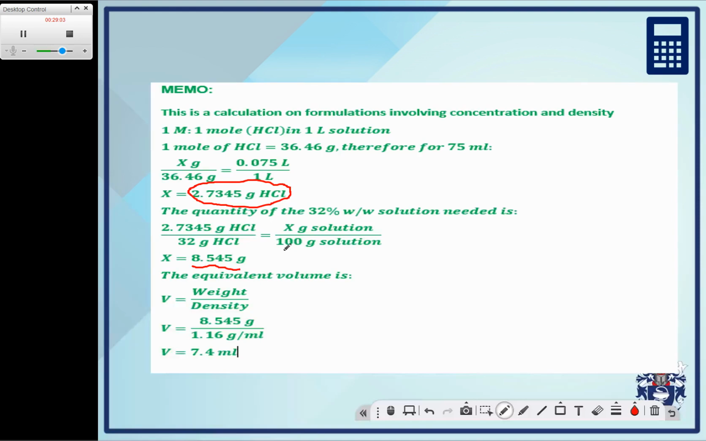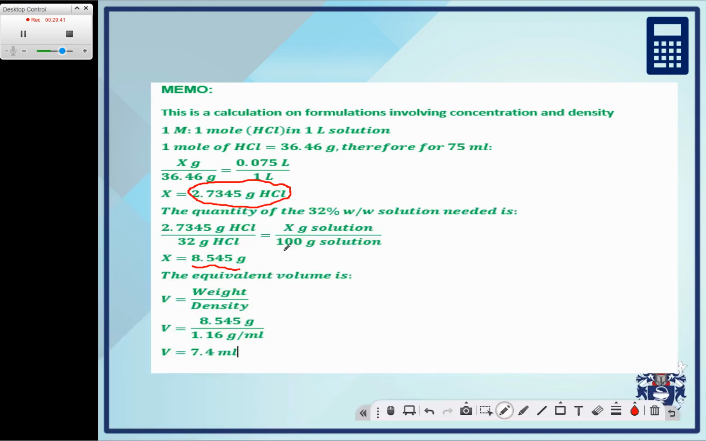However, you will note from the possible answers, they want the answer in milliliters because the 32% weight per weight solution is a solution. So you're going to measure it off in a measuring cylinder, for instance. So you need to convert the 8.545 grams to an equivalent volume. And the moment you need to move from a weight to a volume, you're going to use density. That's why the density of the 32% weight per weight solution was given.